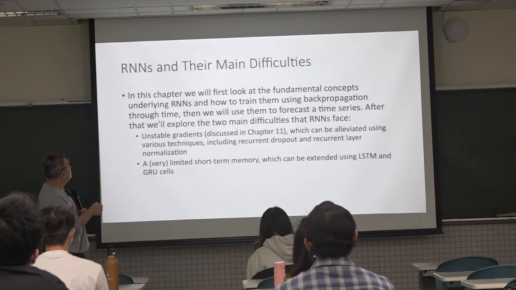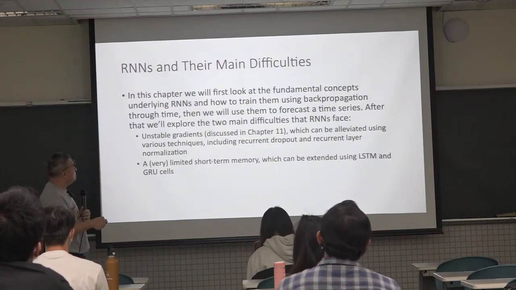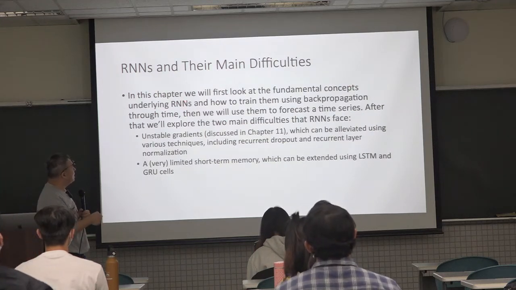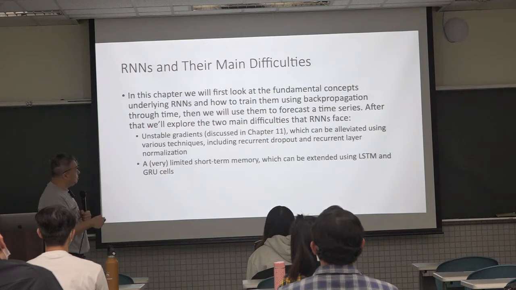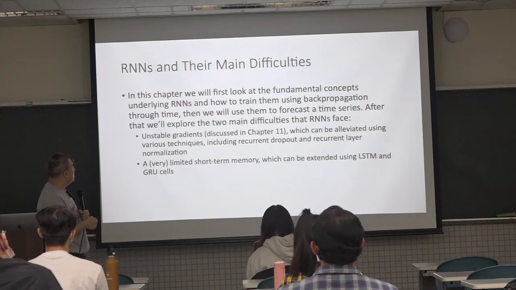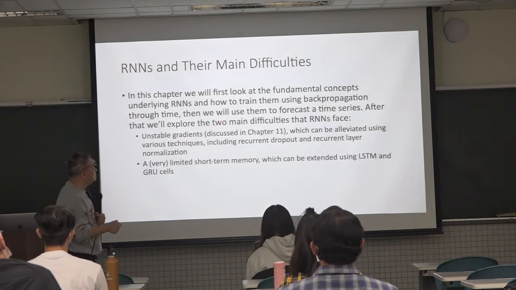In this chapter, we will first look at the fundamental concepts underlying RNN and how to train them using backpropagation through time. This is a new term called backpropagation through time. Then we will use these RNNs to forecast time series. After that, we will explore the two primary difficulties that RNN faces. First is unstable gradients. We discussed unstable gradients, vanishing gradient, and exploding gradient in chapter 11.